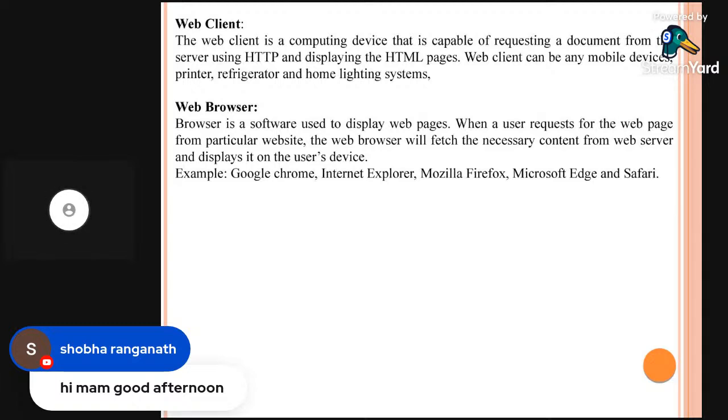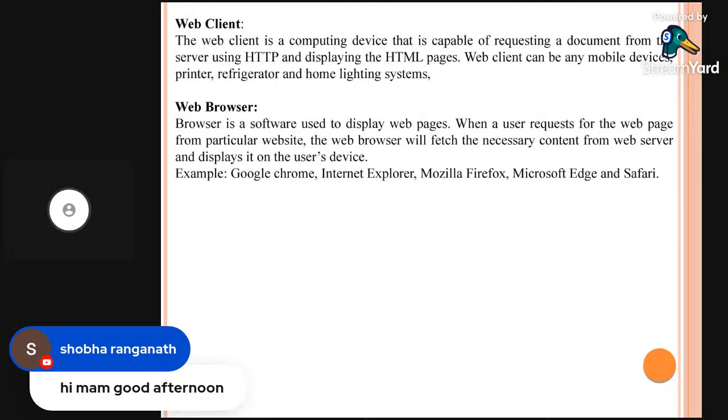When a user requests a web page from a particular website, the web browser will fetch the necessary content from the web server and display it on the user's device. Examples of these include Google Chrome, Internet Explorer, Mozilla Firefox, Microsoft Edge, Safari, and many more. So these are all the web browsing systems.